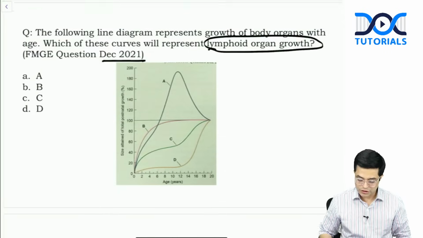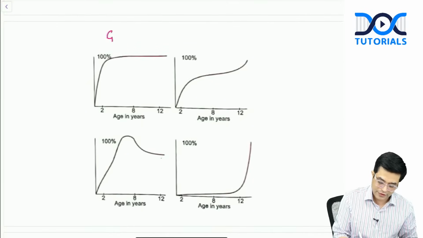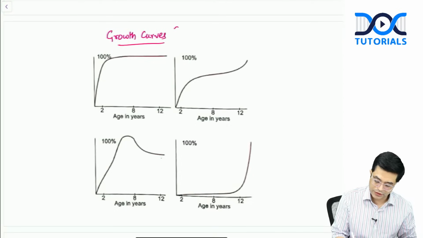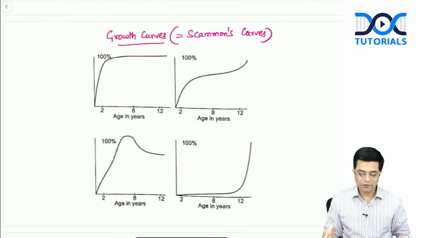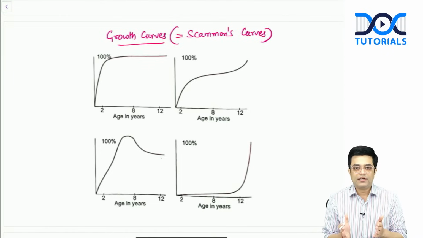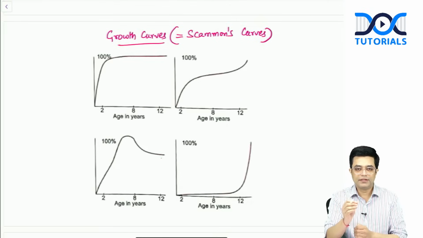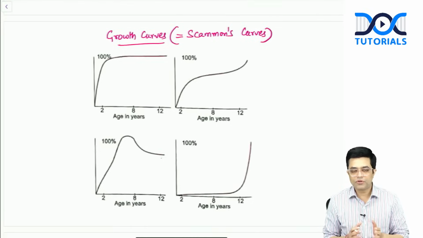Before we come to this question, let us try to understand these curves. These curves are known as growth curves. The growth curves were given by a person known as Scammon, so they are also called Scammon's curves. So whether they ask in the exam Scammon curve or growth curve, it is the same thing, right? In a child, the growth of a particular tissue follows a particular pattern. This is what these growth curves show. How are you going to remember?